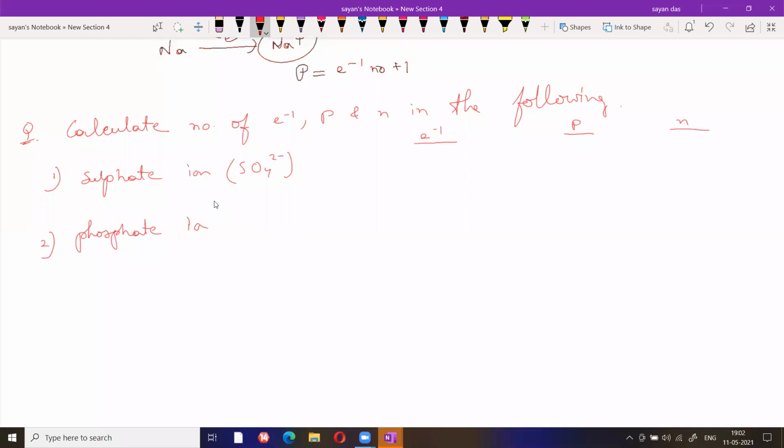Just a minute. There is some problem. Writing pad. PO4 3 minus. Third one, iron atom. Just give me 1 minute.